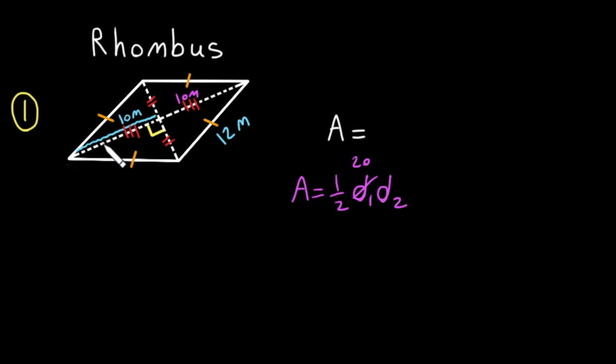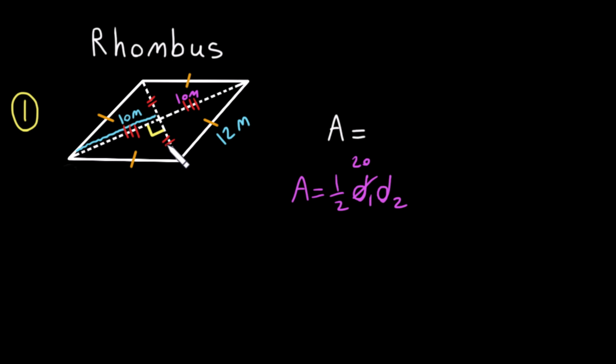We found the first diagonal, but we need to find the second diagonal. Also, in a rhombus, the diagonals intersect at 90 degrees. This means the diagonals are perpendicular. So here 90 degrees, here 90 degrees, here 90 degrees, here 90 degrees. So each triangle here is a right triangle.